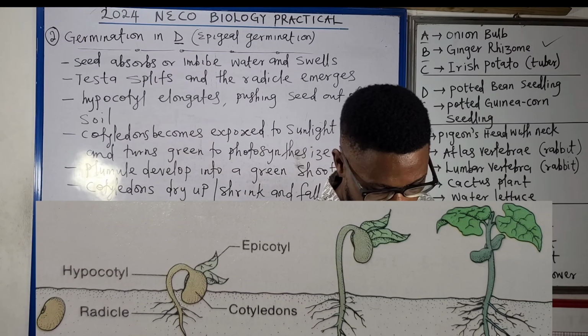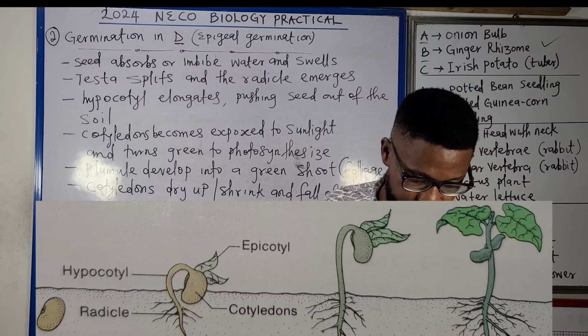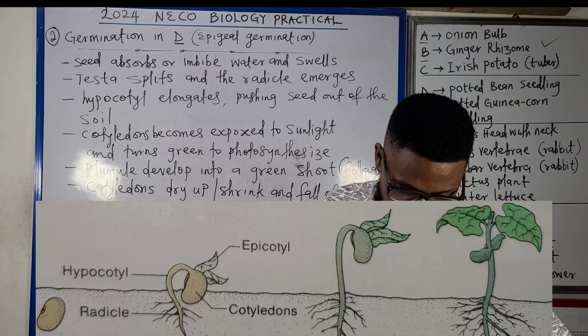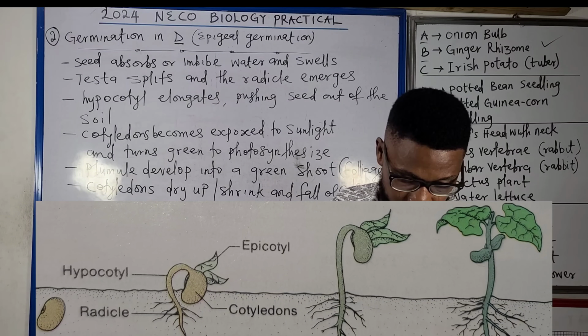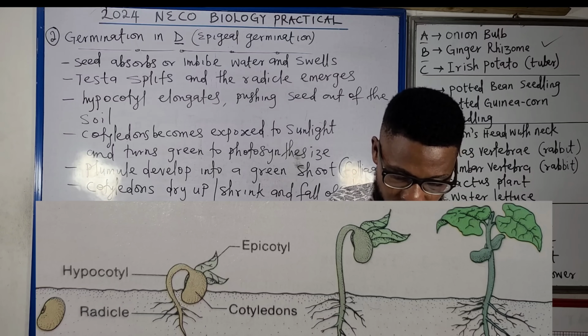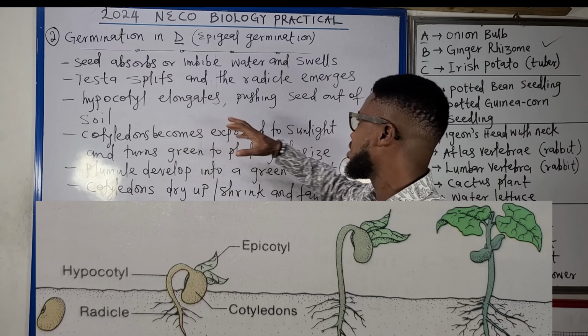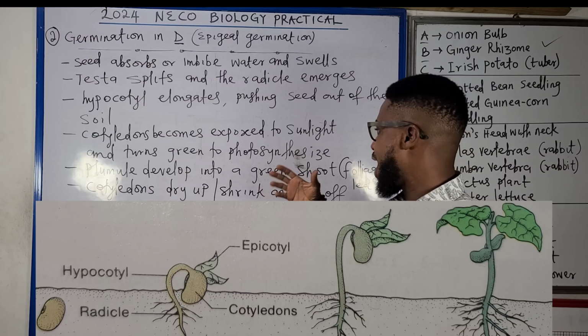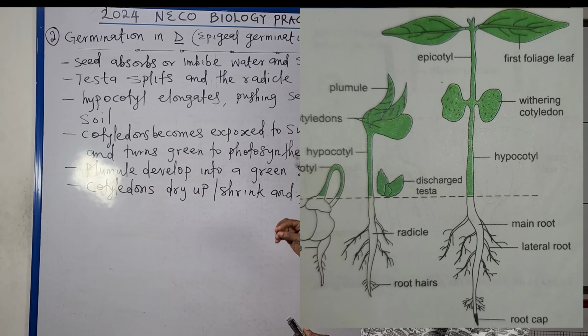Look at the diagram very well. You're going to see the cotyledons, the way they are being pushed out. You see the tip, there is the epicotyle. In between the epicotyle and the radicle is where you have the hypocotyle. So for this epigynous germination, the hypocotyle elongates, pushing out the seed, and that just about ends the germination we have in specimen D, epigynous germination.